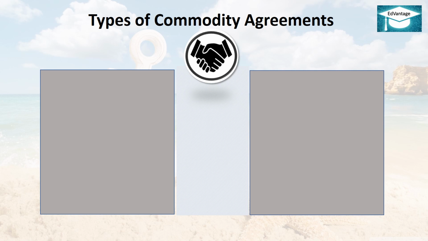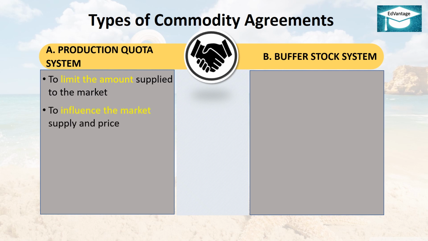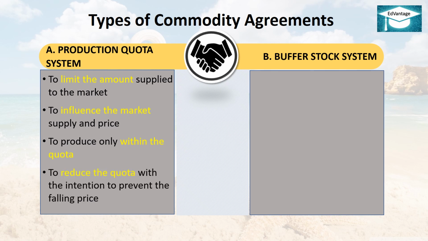Types of commodity agreements. A. Production quota system. B. Buffer stock system. Objectives of production quota system. To limit the amount supplied to the market. To influence the market supply and price. To produce only within the quota. To reduce the quota with the intention to prevent the falling price.